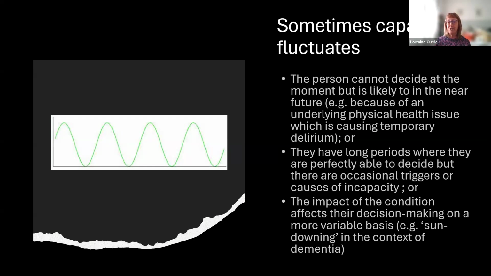Thirdly, we have situations where the impact of the person's condition affects their decision-making on a more variable basis. So this might be what we sometimes call sundowning in dementia, where earlier on and throughout the day, the person can make decisions without any issues, but later in the day, their decision-making is impaired. So there are different things that we can do to support the person depending on which of these three scenarios we're referring to.